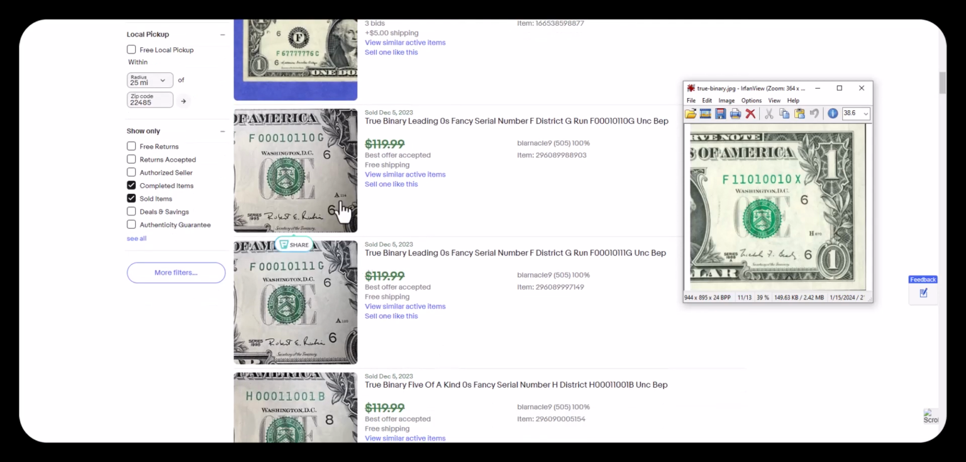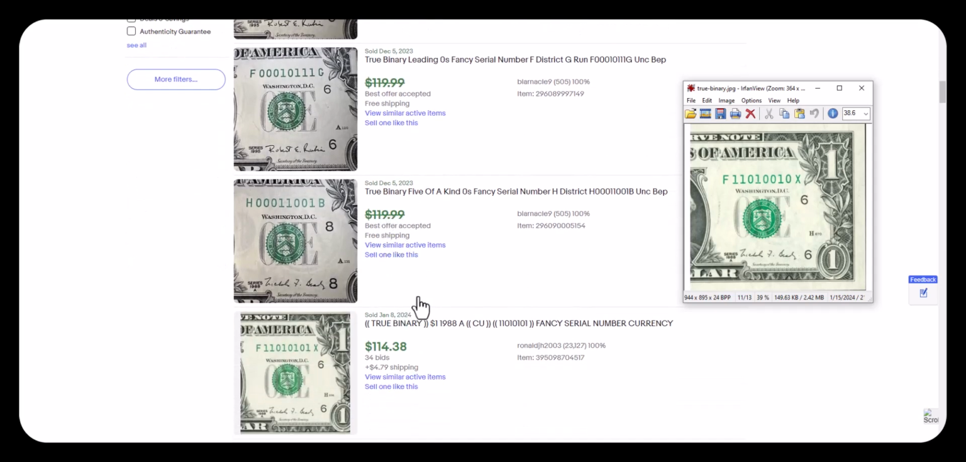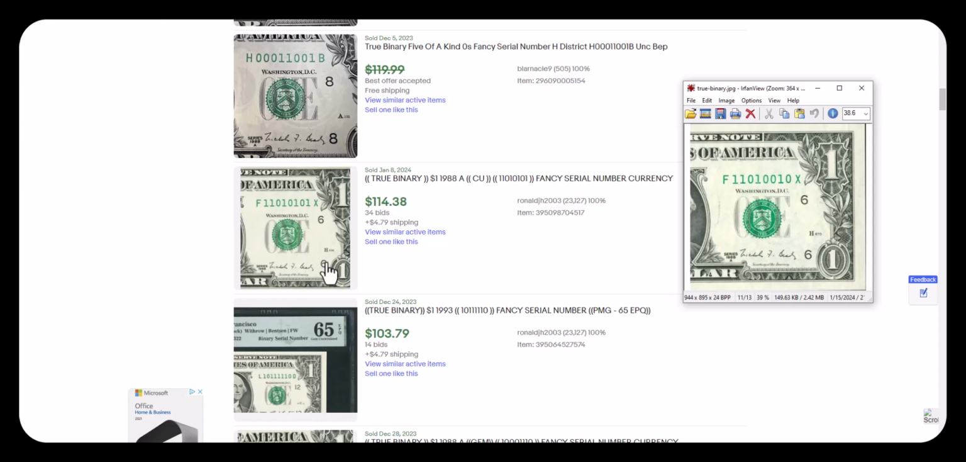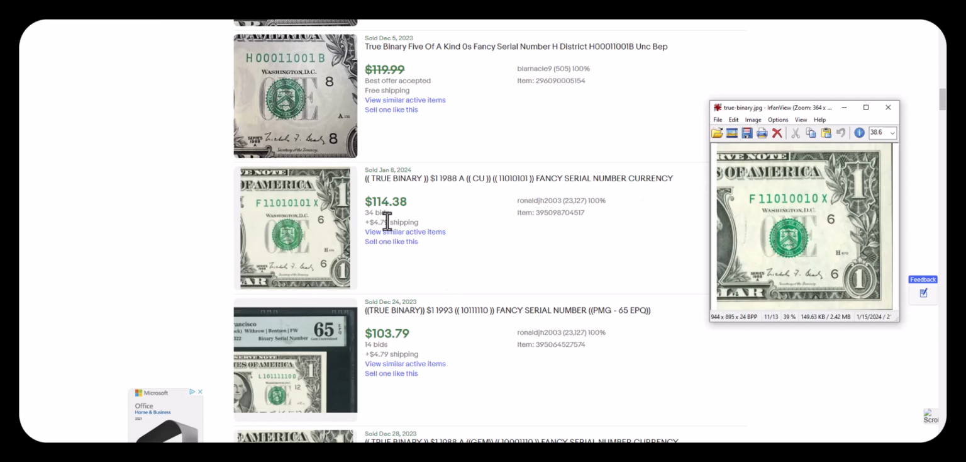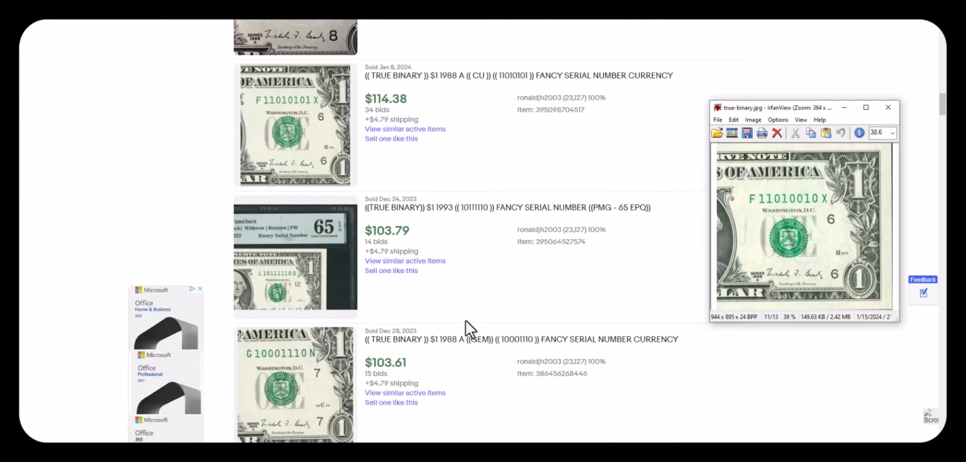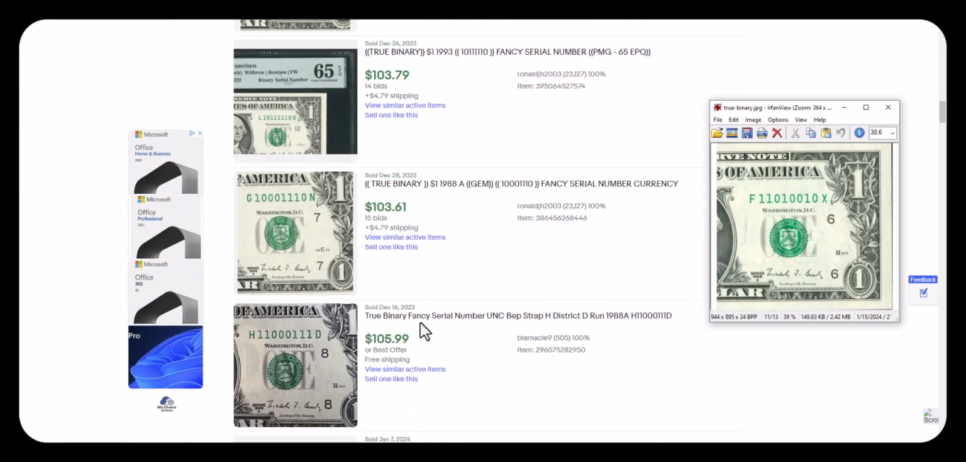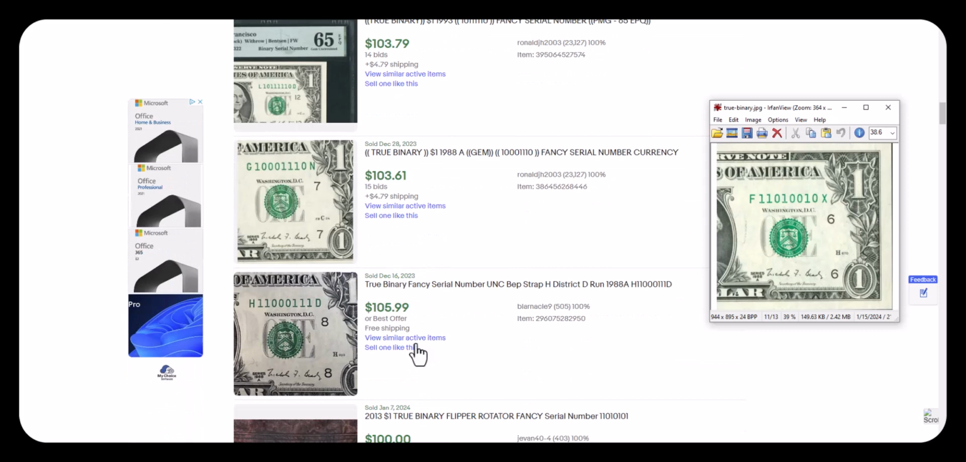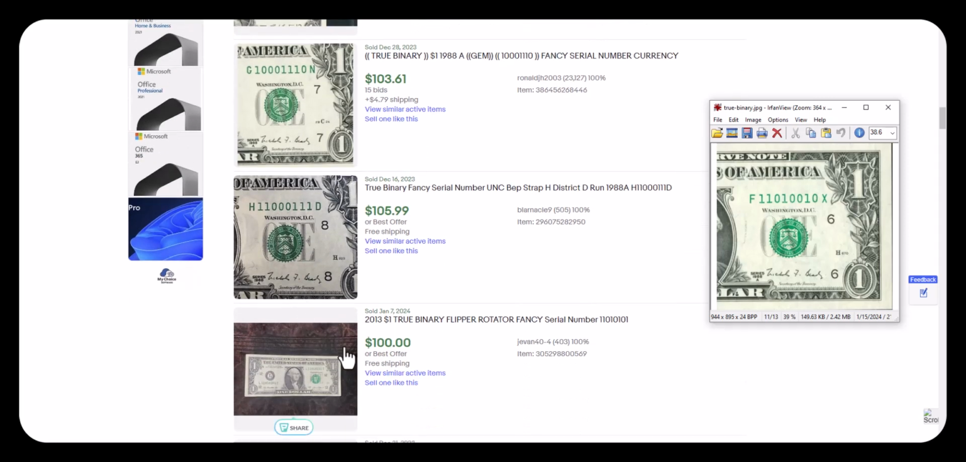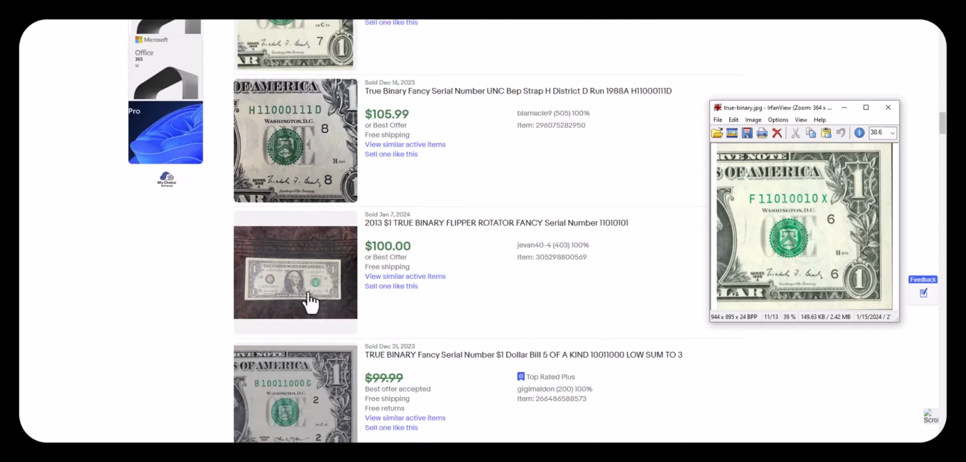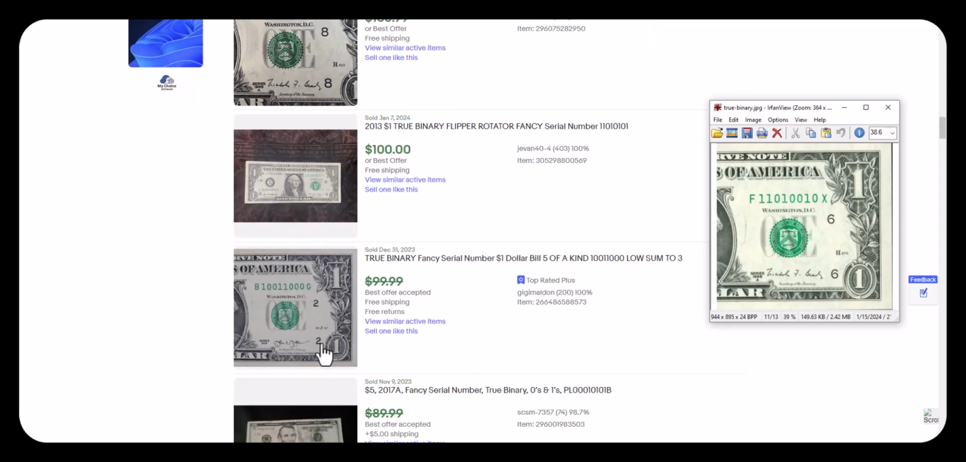Got some more that are somewhat less than $120. Don't know exactly what it was because there's an offer that was accepted. This one has an X on it at the end. Our member's bill also has an X on it, so this is actually a decent comparison. It sold for almost $120 shipped. Here's another graded bill. And a couple more sold for a little over $100. Another one sold for $100.